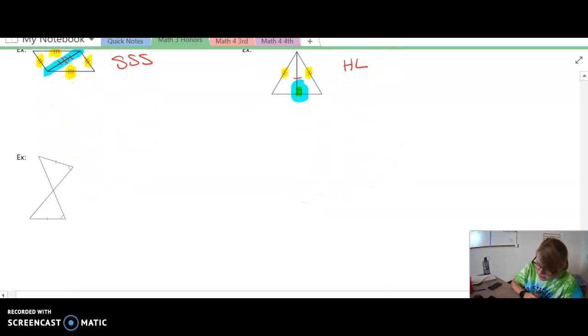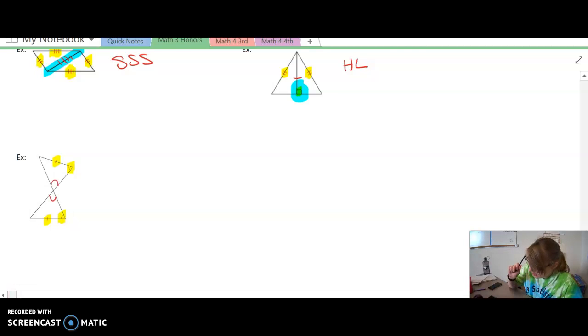Alright, so let's look at our last one. We have a side, an angle, and a side and an angle. So I need one more item. Remember, you're always going to need 3 items unless it's hypotenuse leg. So I want you to figure out what is my last thing that I have to prove is congruent. So pause the video here and find out.